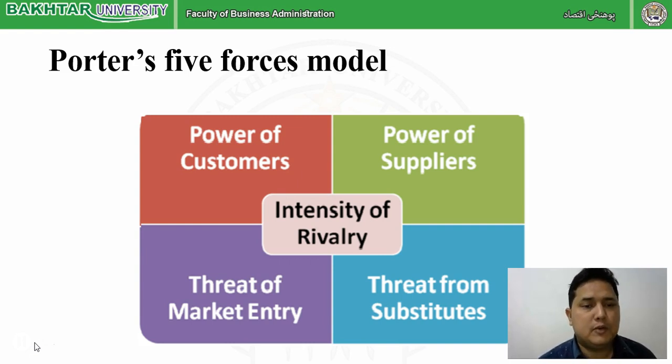Threats from substitutes. Substitutes are basically those products which are the next alternative of the product. Suppose we are planning to start farming for coffee. So what will be our substitute? Tea. So what is the substitute, or the next alternative, for Coke or Pepsi?